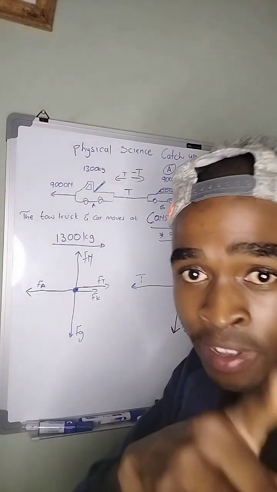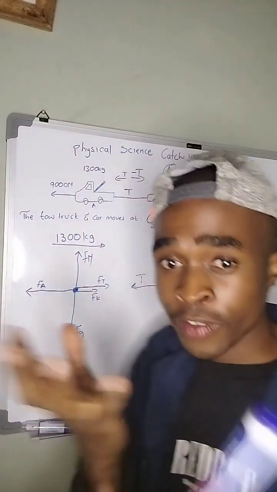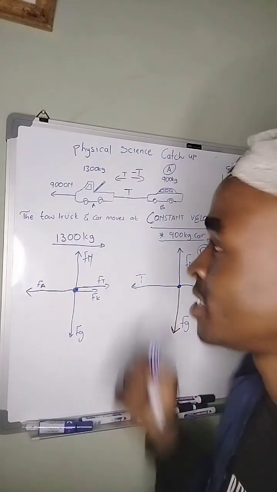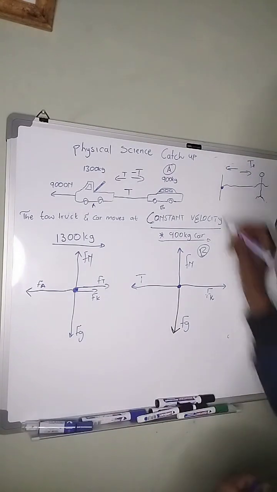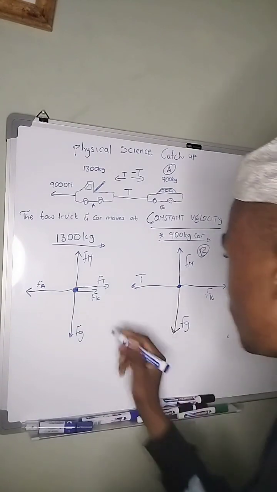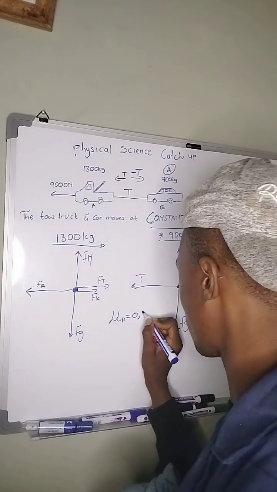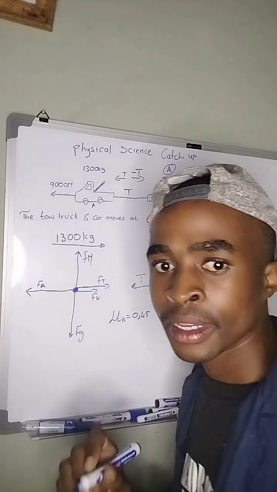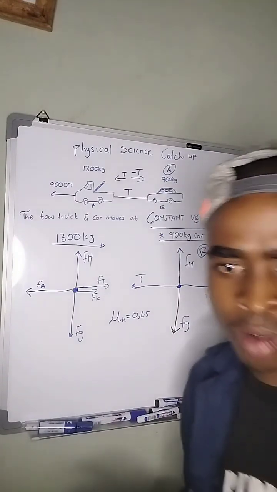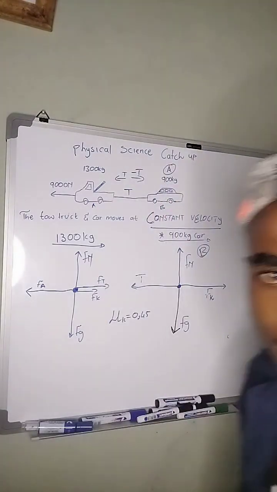So now we are given the information: the coefficient of friction between the tow truck and the surface. So the coefficient of friction is going to be equal to 0.45, and as it is 0.45, we have to calculate what? We have to calculate this guy.